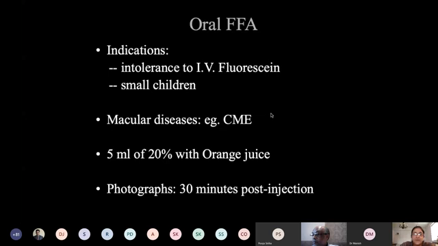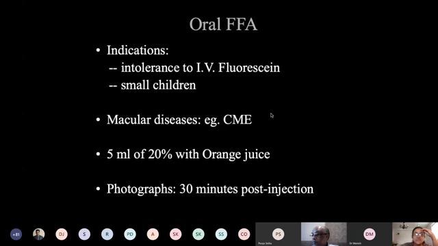So here you have 5 ml of 20% dye, and this is given in the form of tablets, which are dissolved in orange juice, for the oral FFA. The concentration of the dye remains the same, but it comes in the form of tablets rather than a liquid.